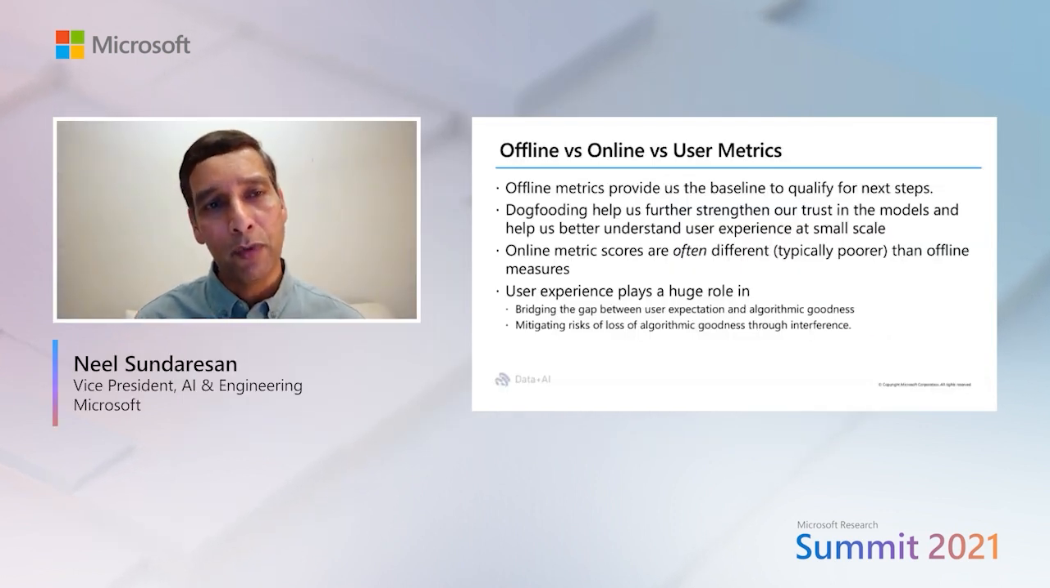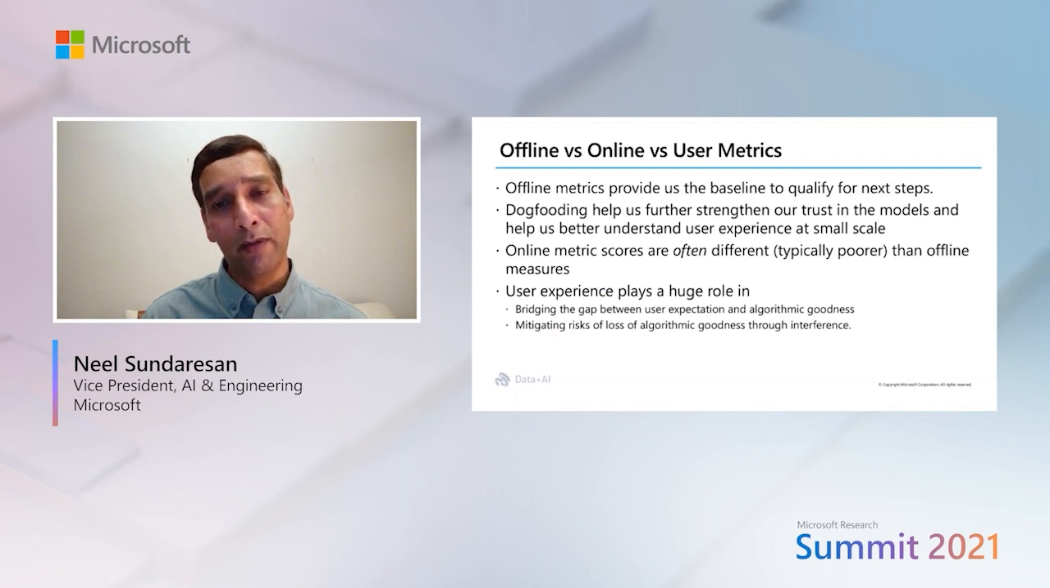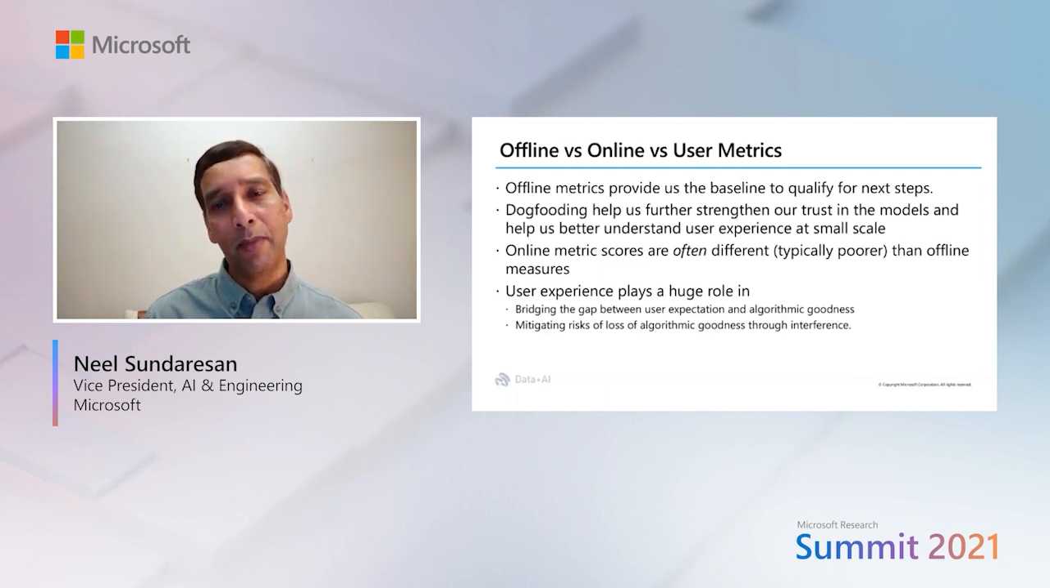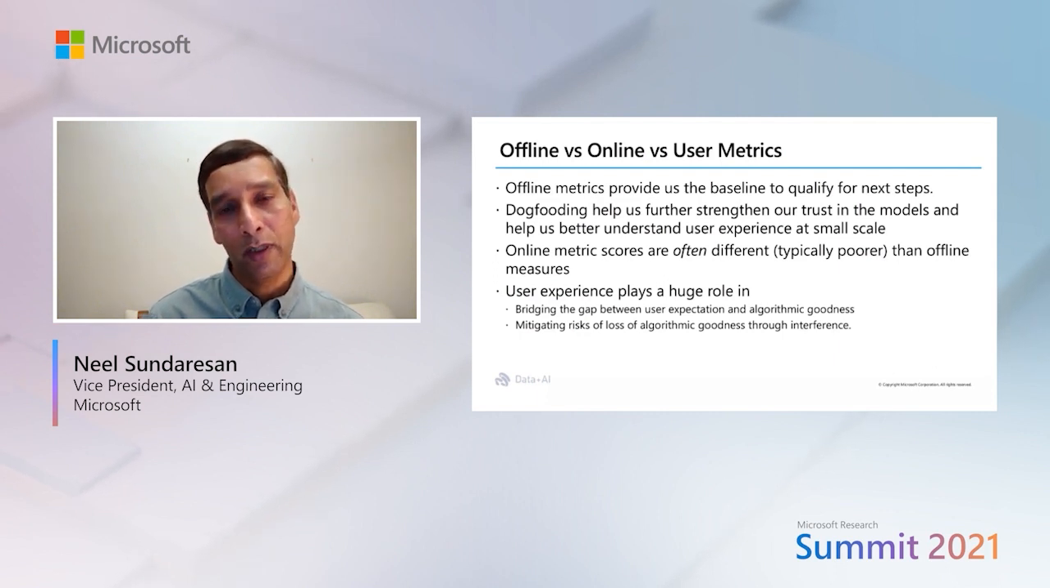One of the things we found through the journey of doing all of this is that offline metrics are very different from online metrics, which are also very, very different from user metrics. For example, offline metrics just provide us with a baseline to qualify for the next step. Now, dogfooding helps us further strengthen our trust in the models. We talk to a handful of developers, they try it out, and we look at whether their experience matches the offline metric. And then when we deploy it, we typically tend to see much poorer scores in terms of the metrics. At the same time, when we do user surveys, we learn how much user experience interferes with the user's behavior, and complements or actually reduces the quality of the metrics provided by the algorithms.